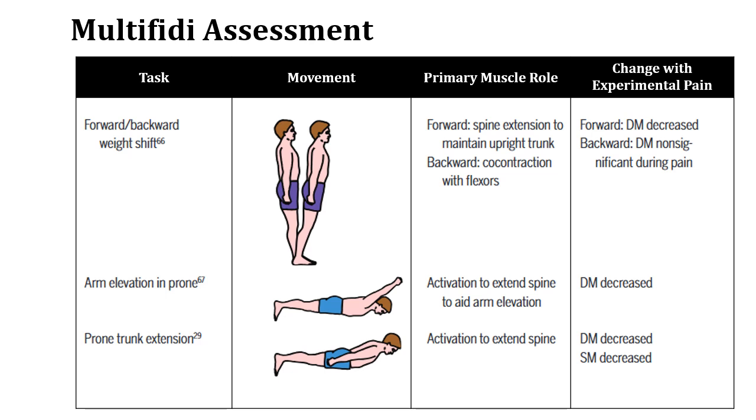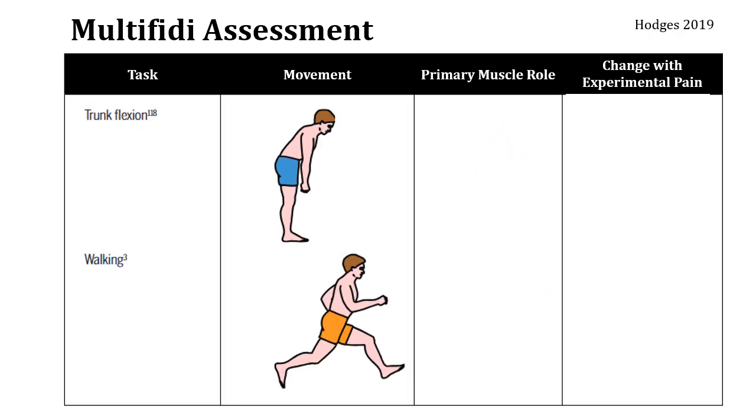However, in the presence of pain, the deep multifidi are decreased, at least with the arm elevation, and then with the back extension, in the presence of pain or nociception in the lumbar spine, there's a decrease in both the superficial and deep portions of the multifidi.